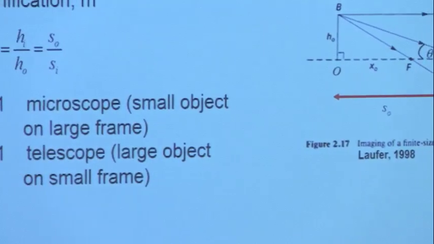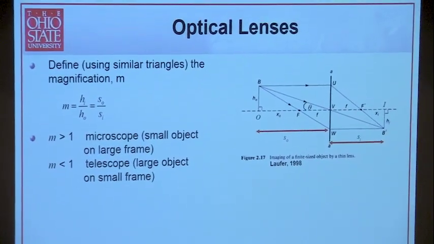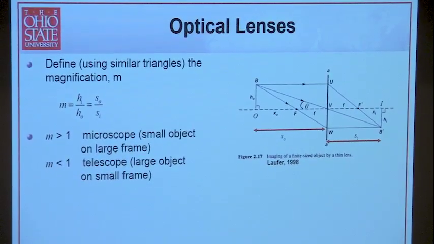M greater than 1 is a microscope, so that's a small object onto a large frame. So I'm going to take something tiny and put it onto a big sensor. That's M greater than 1. A telescope is M less than 1. I take a large object and put it on a small frame. So M greater than 1 would be normal. I have a camera sensor that's 35 millimeter, and I want to take an image of that blackboard or this entire frame here, and I want it all to fit on there. That's M much less than 1. Okay. In general, that's the magnification we deal with. We deal with M much less than 1 for most of our imaging, and we work really hard to approach M equal to 1 for some of our experiments. Okay?